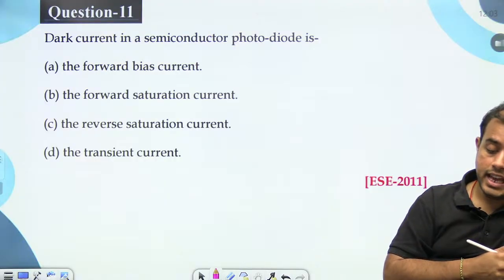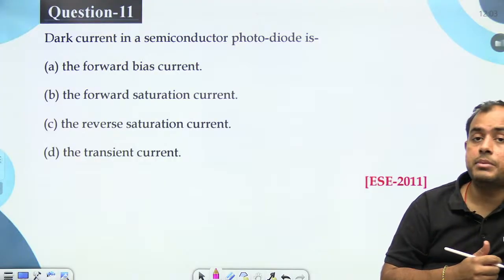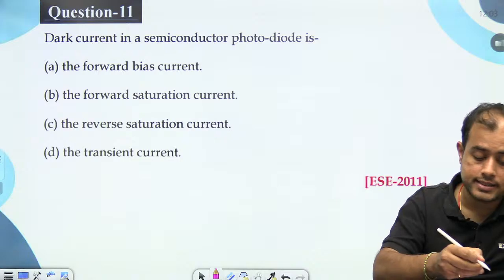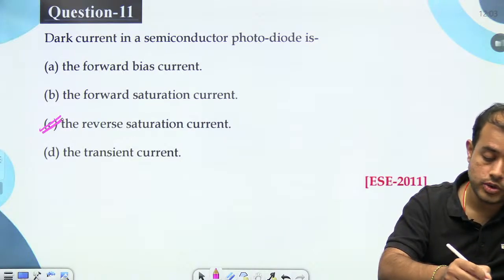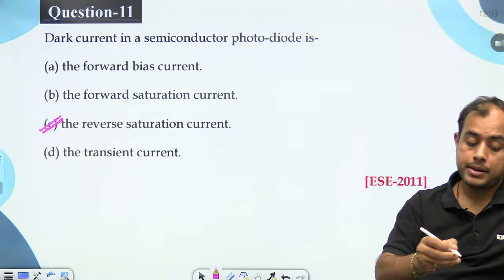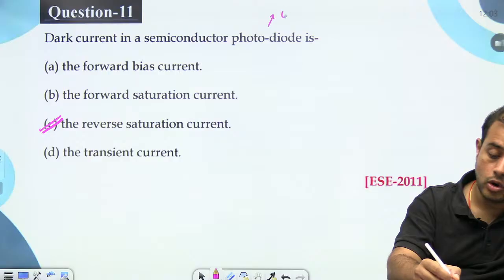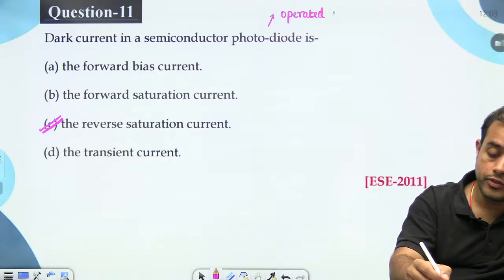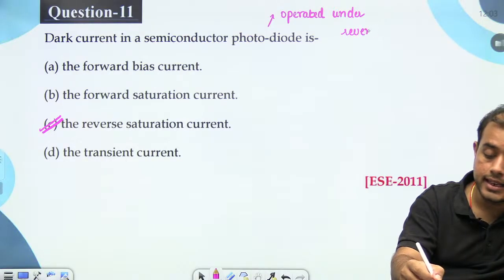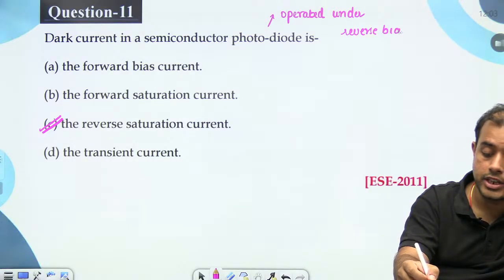ESE 2011. Dark current in a semiconductor photodiode is the reverse saturation current. Okay, because a photodiode is operated under reverse bias. So when no light is incident, it basically carries reverse saturation current.